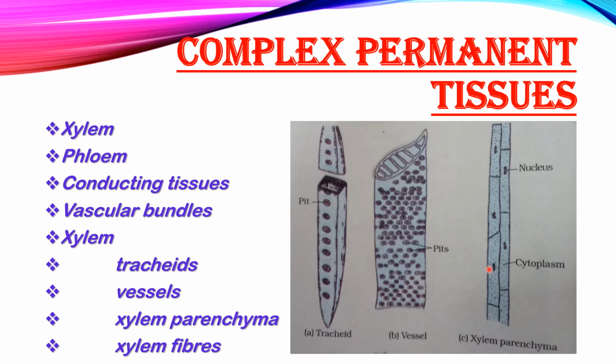Now xylem parenchyma. What is the function of xylem parenchyma? It stores food, and xylem fibers provide mechanical strength to the plant. Tracheids, vessels, and xylem fibers are all dead cells, dead tissue, and xylem parenchyma is the only living tissue in xylem, and it stores food. Now clear to you?